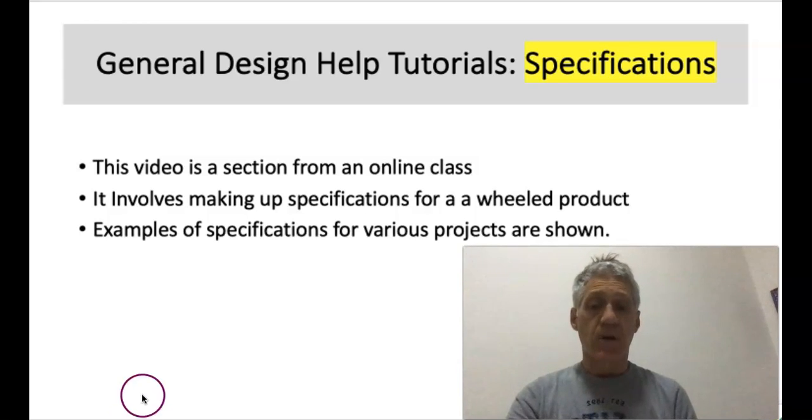It finishes off with going through some examples of other specifications and how they can be made. So I hope you learned something about specifications.